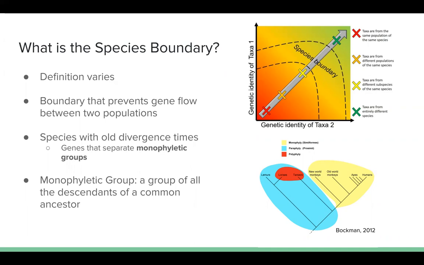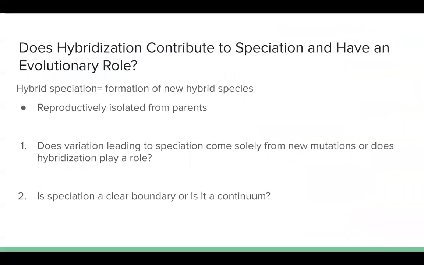Oftentimes these boundaries are visualized in phylogenetic trees, which works well for species with old divergence times. In that case, the boundary is defined by the genes that separate monophyletic groups. A monophyletic group is just a group of all the descendants of a common ancestor. You can see that highlighted here in yellow on this phylogenetic tree. However, this visualization of the species boundary using phylogenetic trees doesn't work well for species that have recently diverged or are continuing to exchange genes, for example, in species that hybridize.